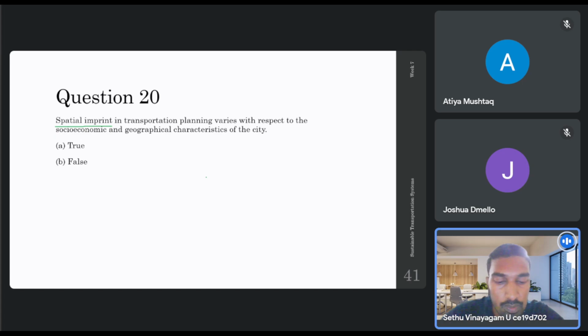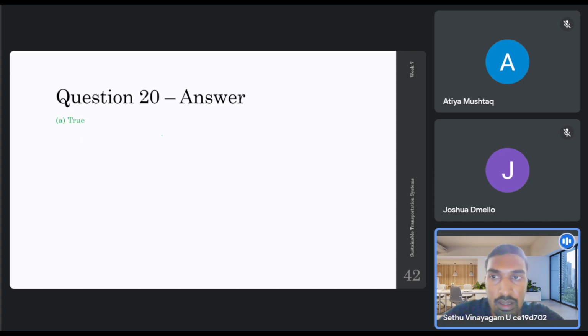And in the other case, where public transportation is used or where there are high density residential locations, we may go for planning or providing high frequency public transportation services, right? So we'll plan according to these spatial variations, but that is dependent upon the socioeconomic and the geographical characteristics of the city, right? So based on the income levels and so on. This variation will be seen across the city, and that will affect how the transportation planning is carried out. So therefore, the spatial imprint depends upon the socio-economic and the geographical characteristics. So the given statement is correct.